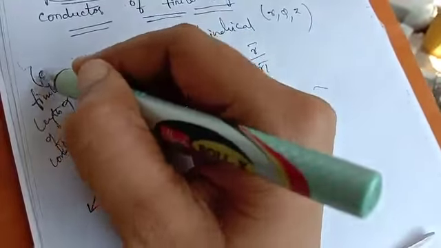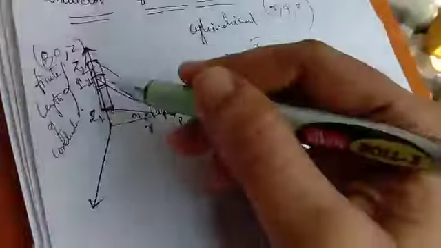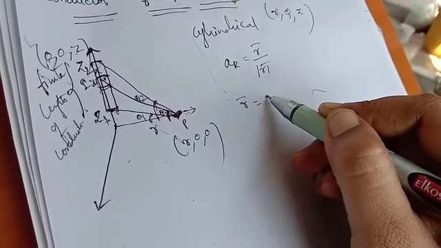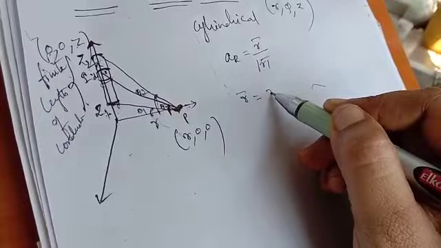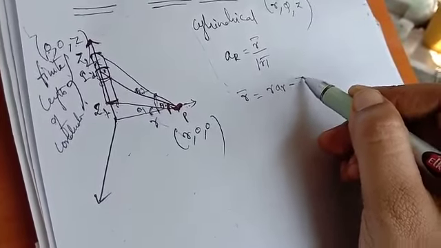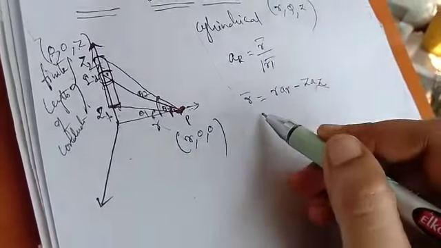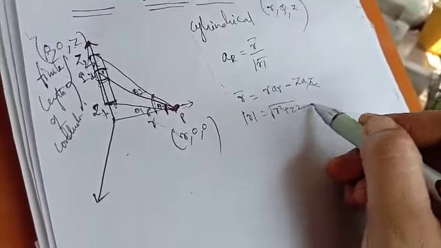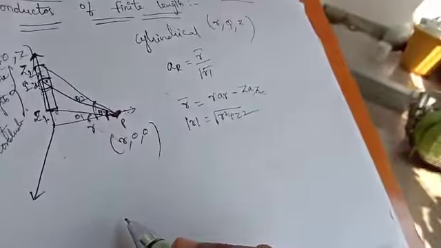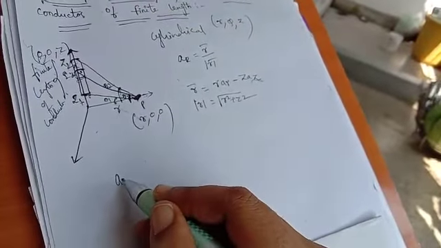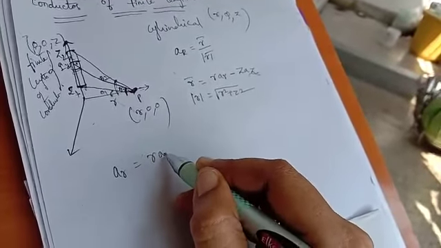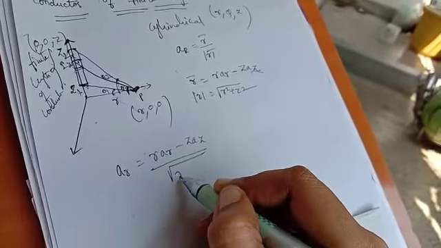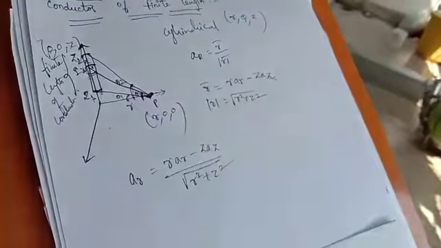ఇక్కడ కోఆర్డినేట్స్ ఏముంటాయి, 0, 0, Z. So what will be the distance vector of these 2 points? R bar will be equal to R AR minus Z AZ. So magnitude of R will be root of R square plus Z square. So from this you will be getting AR is equal to R AR minus Z AZ by root of R square plus Z square.